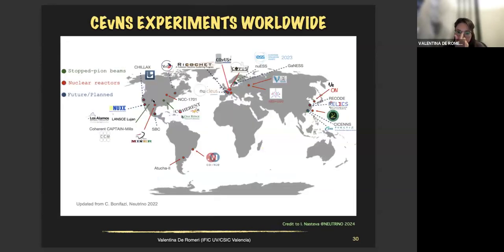There are several experiments that are currently running worldwide. So this map summarizes most of them, or also some that are under construction, so are planned for the near future. And this map also shows them characterized in terms of the neutrino source. So as I said before, either stopped pion beams or nuclear reactors. I will now discuss in more detail some of them, in particular the COHERENT experiment, which is the one that first observed CEvNS.